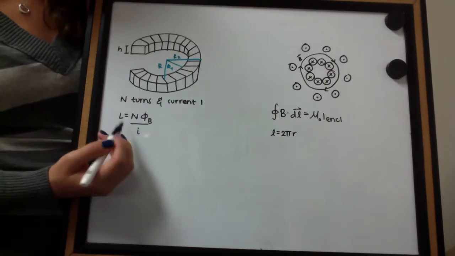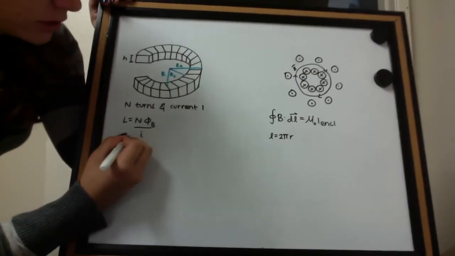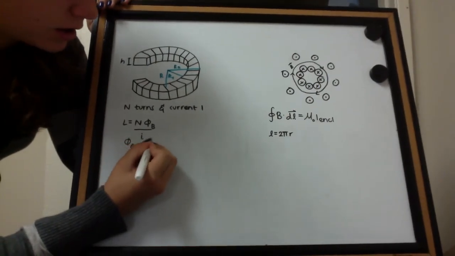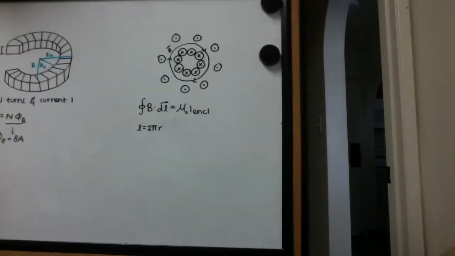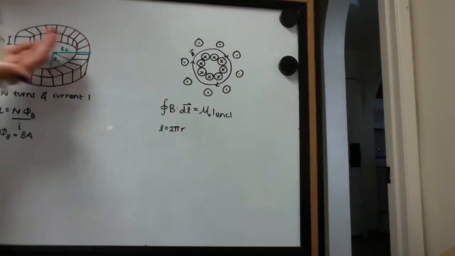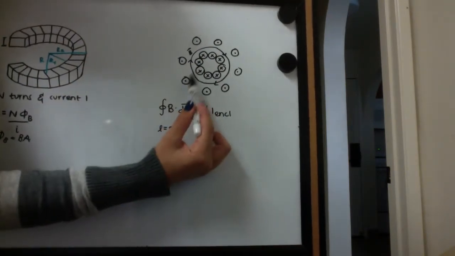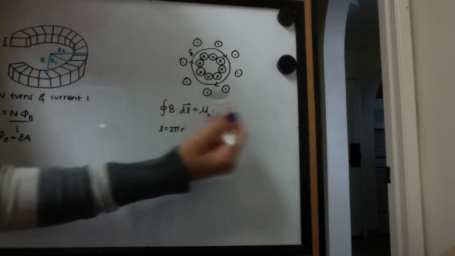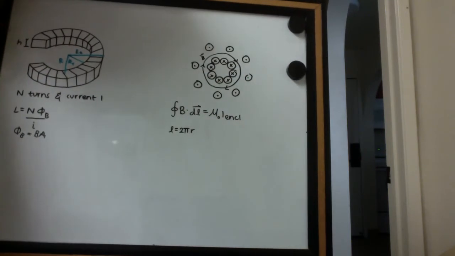The first thing we need to find is the flux. We know that flux equals BA, so we need to find B first. To find B, we have this picture. If we cut the toroid across, there's going to be a current going out and a current going in right here, and the magnetic field is going to be in the center.